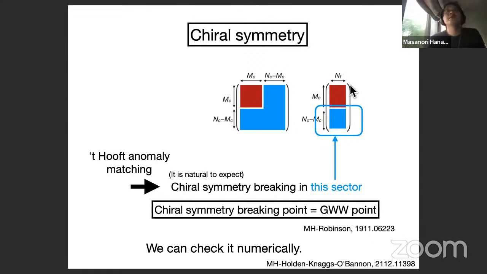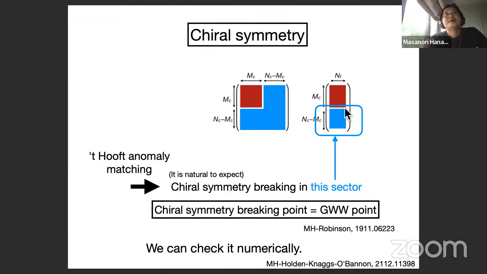Then, how about chiral symmetry? We say that this part is confined, and in this part quark and anti-quark cannot be separated. Then we can apply the 't Hooft anomaly matching argument. 't Hooft anomaly matching says that the anomaly has to be conserved, and at high temperature, in the deconfined phase, individual quarks can carry the anomaly, but once they confine, some other degrees of freedom have to carry the anomaly. And if chiral symmetry is broken, then the pion can carry the right amount of anomaly. So it's natural to think that chiral symmetry is broken so that the anomaly matches.